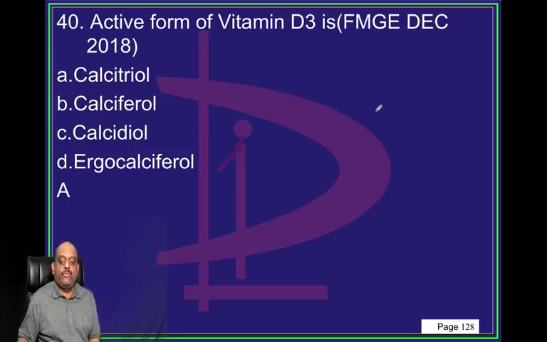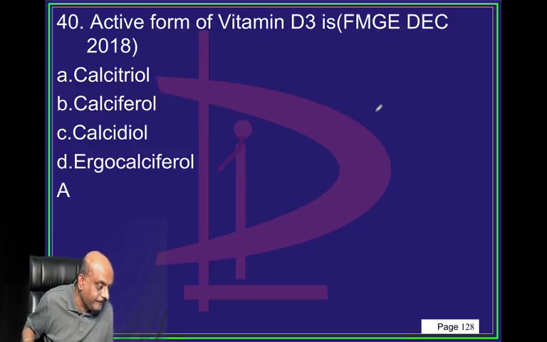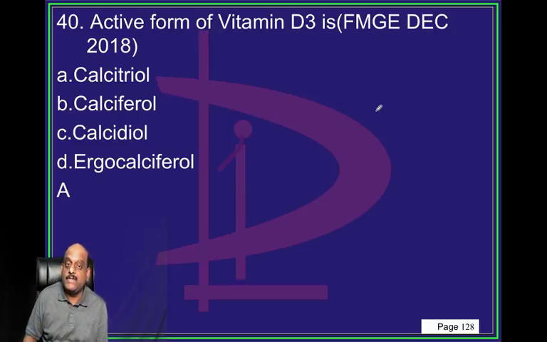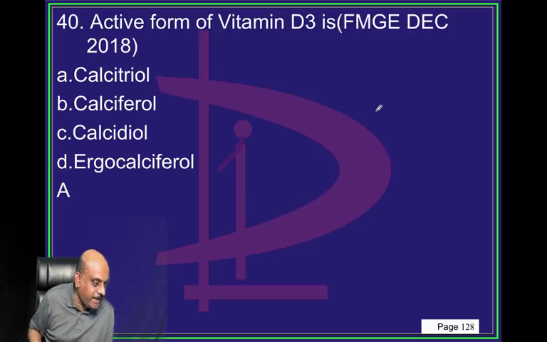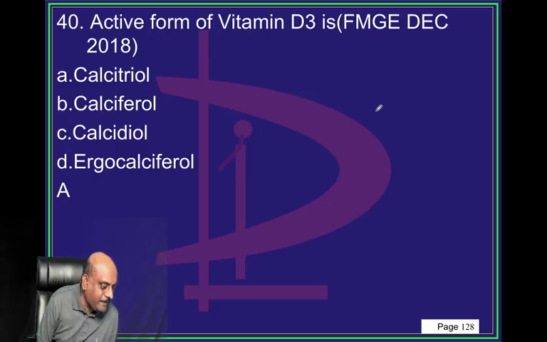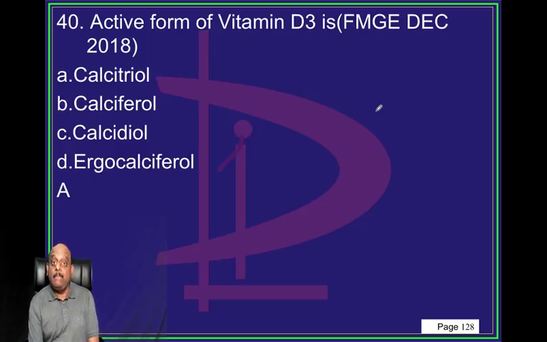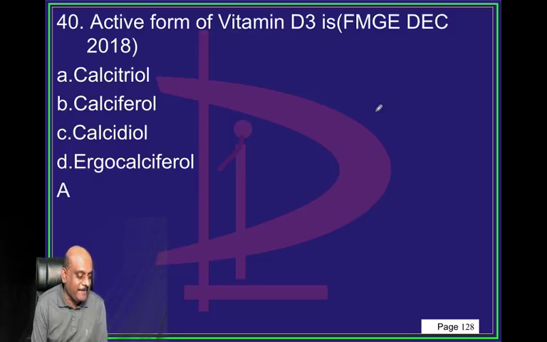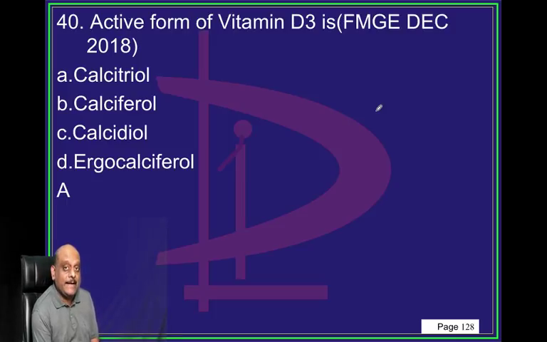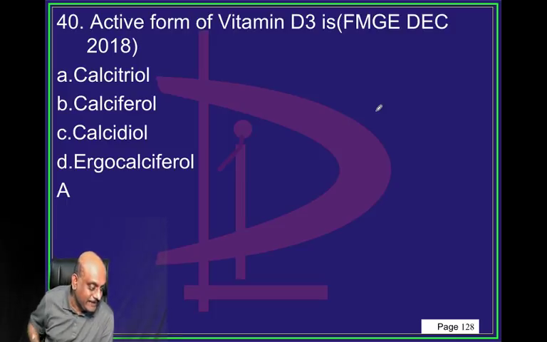Now, what is the active form of vitamin D3? It is calcitriol. Rajshekar Reddy is asking, sir, are you MD from KMC? I'm MBBS from KMC, Kakatiya Medical College, Warangal, and I did my MD from Nizam's Institute of Medical Sciences in Hyderabad. Right?